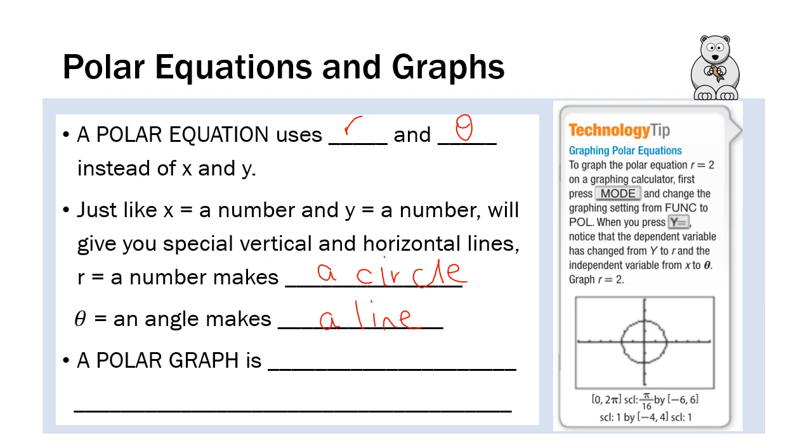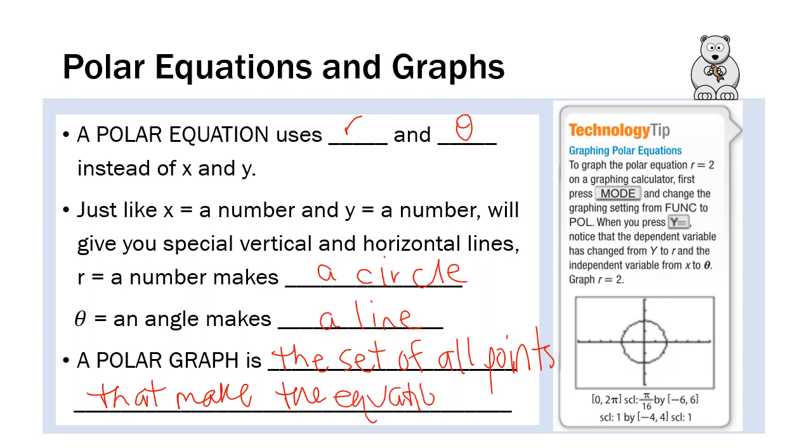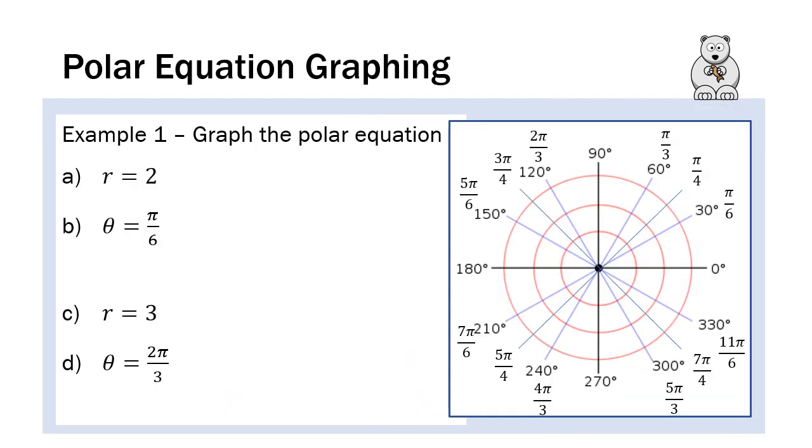And the definition of a polar graph is the set of all points that make the equation true. Just like a line is the set of all points that make up the line. Every point on the line makes a true statement. So here's a couple of examples of these pretty simple graphs.